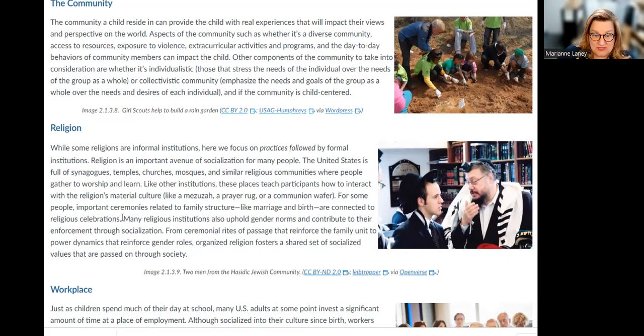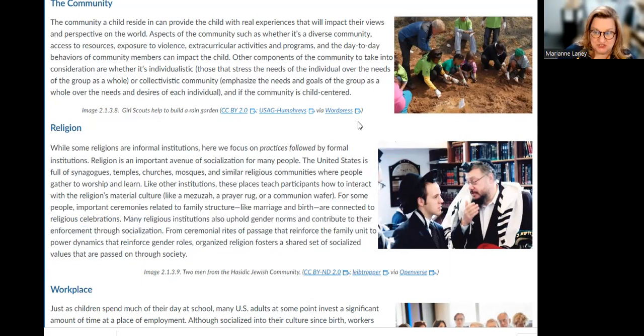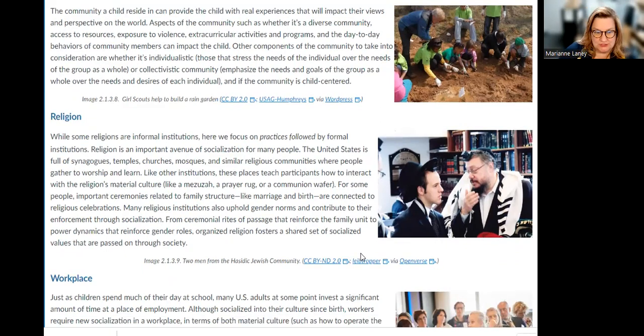But again, many religious institutions uphold gender norms and contribute to their enforcement through socialization. Again, there are certain religions that say when you're a woman and you're married, you have to shave your hair off and wear a wig because hair is unclean on a woman. But that's what people choose to follow, and that's their thing. In the United States, you can create any religion you want. You can create the Church of Elvis's peanut butter and bacon banana jelly sandwich. You can do that here. And so again, the socialization process is not good or bad. It's just part of their upbringing, their influences, and what's going on in their culture.